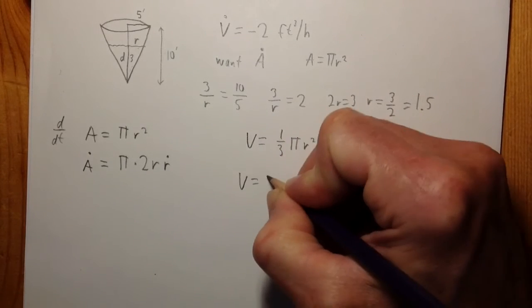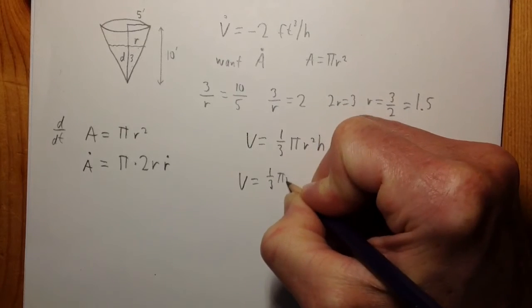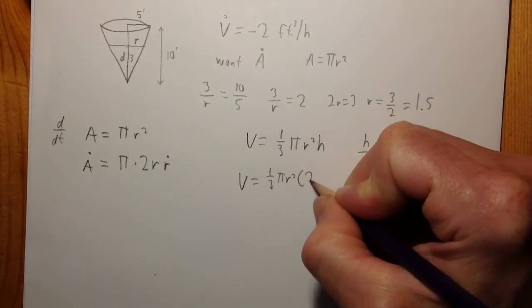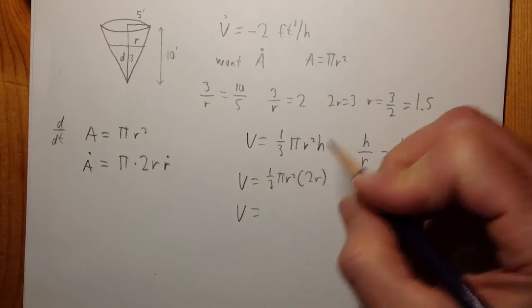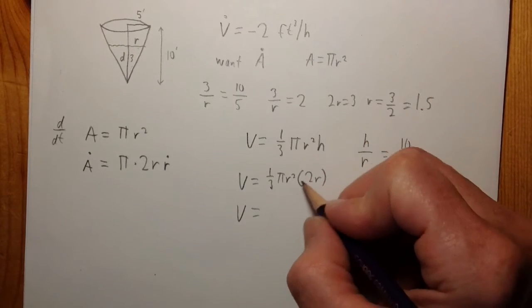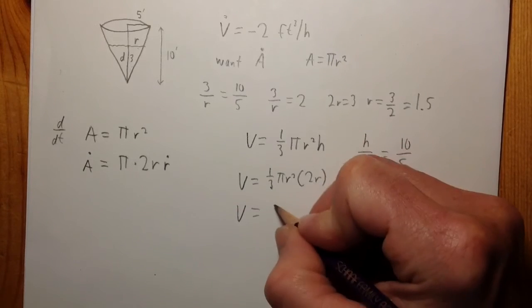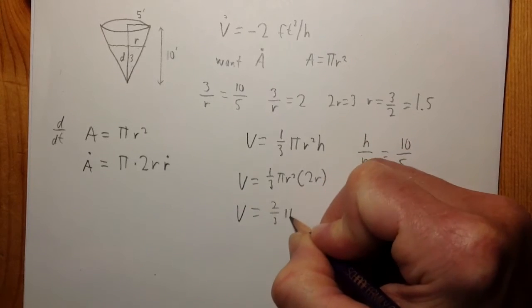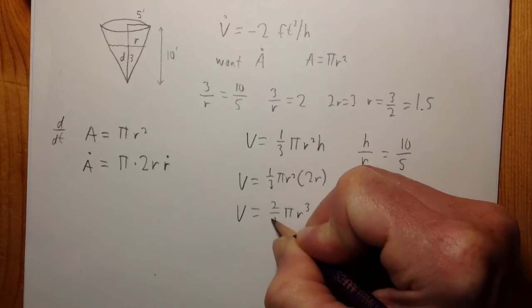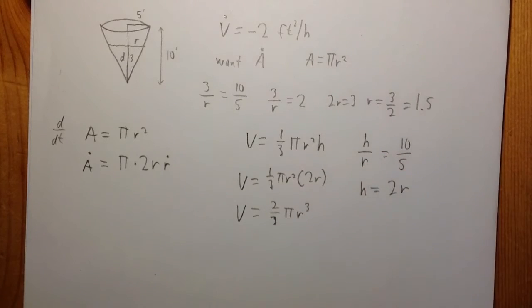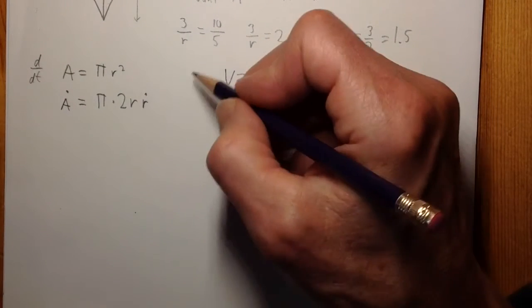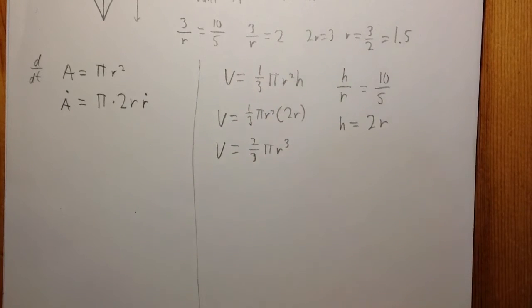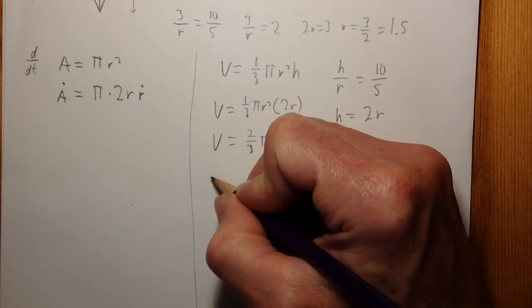So the volume then is 1/3 pi r squared times 2r, which means our volume is 2/3 pi r cubed. Okay, so that's the volume after we get rid of the h. It's 2/3 pi r cubed. Now we want v dot. Let me draw a line here to separate my work. So we take the derivative with respect to time.